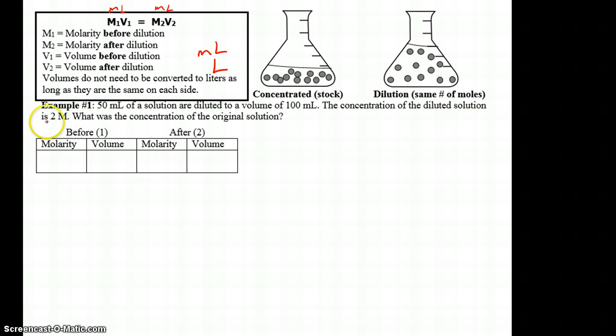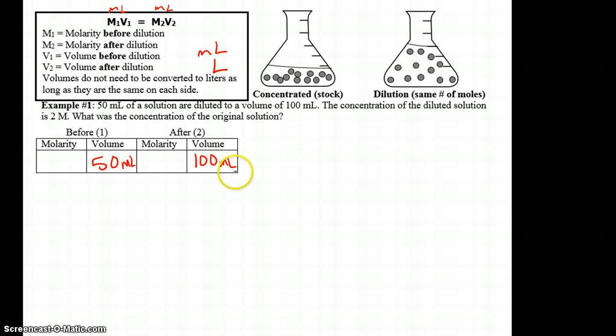So in the beginning, I have you guys fill out this chart to sort the information, because the problem is going to tell you 3 different numbers and you need to keep track of what goes where. In example number 1, we have 50 milliliters of a solution and they're diluted to a volume of 100 milliliters. So we have 2 volumes and we have to decide which one is the before and which one is the after. Since it says to a volume of 100 and that's larger, our final volume is 100 milliliters. The initial volume, the first one, is 50 milliliters.